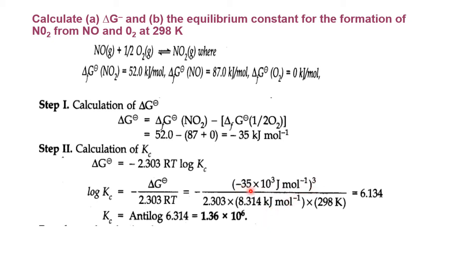Okay. So 35 into 10 to the power 3 because of this kilojoules. Because of this kilojoules, once again one more 3. Okay, totally it is minus 35 into 10 to the power 3 joules per mole, whole cube, by all these R value, T value. Simplify it, you will get 6.134. Okay, what is this? Log Kc. So log Kc equals 6.134.